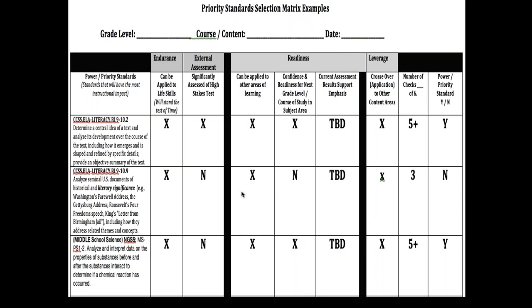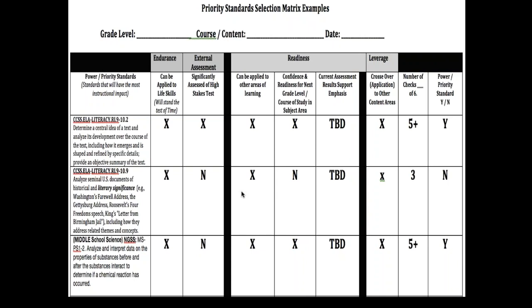Let's look at the next one. Analyze seminal U.S. documents of historical and literary significance: Washington's Farewell Address, the Gettysburg Address, Roosevelt's Four Freedoms speech, and King's Letter from Birmingham Jail, including how they addressed related themes and concepts. Certainly, I think they could be applied to life skills, as this particular set of teachers determined. Was it assessed on high-stakes tests? Those documents specifically weren't, and analyzing documents like that really wasn't assessed. Certainly it could be applied to other levels of learning, looking at documents with literary significance.